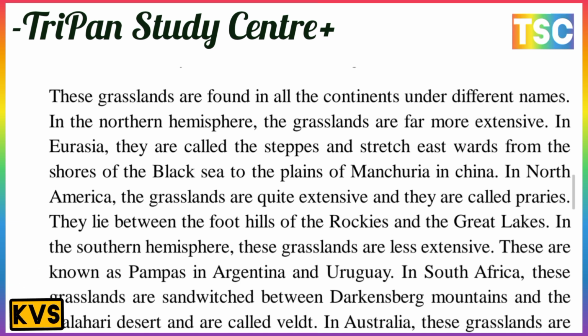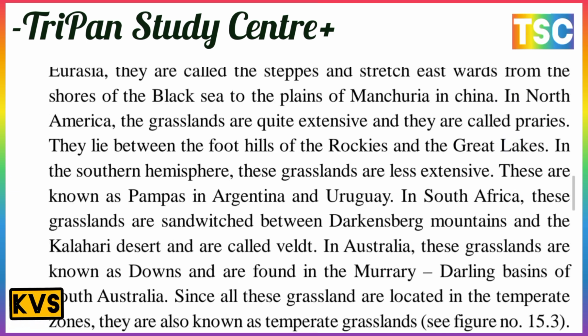In the southern hemisphere, these grasslands are less extensive, and they are known as the Pampas in Argentina and the Veld in Southern Africa, where these grasslands are sandwiched between the Drakensberg mountains and the Kalahari desert. In Australia, these grasslands are known as the Downs, and are found in the Murray-Darling basin of South Australia.